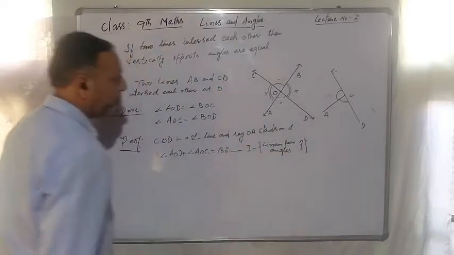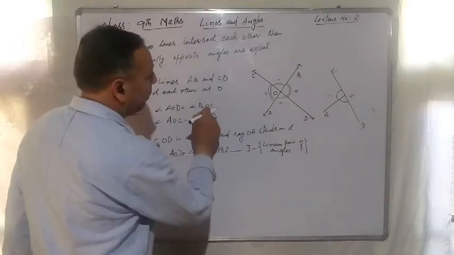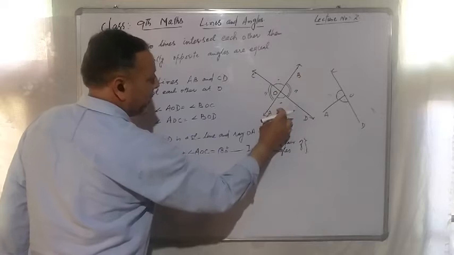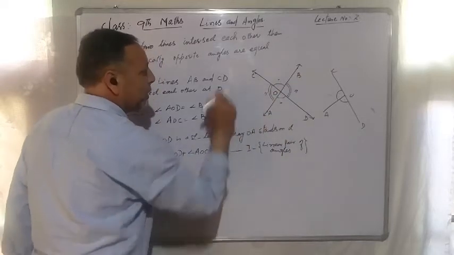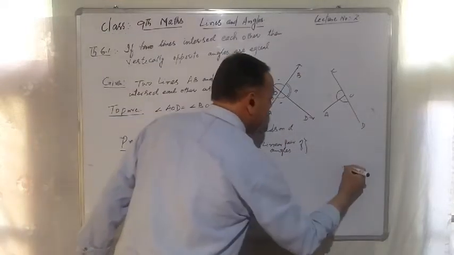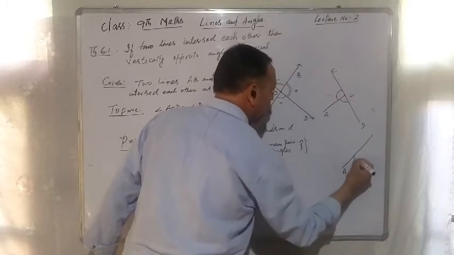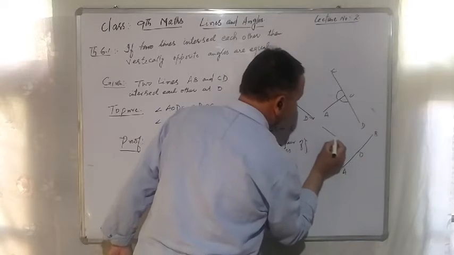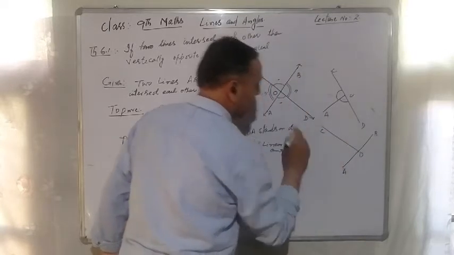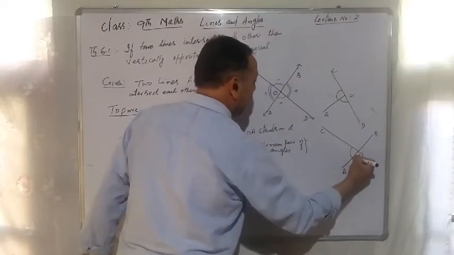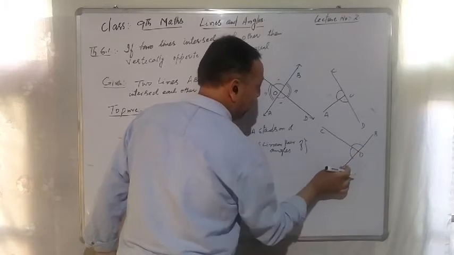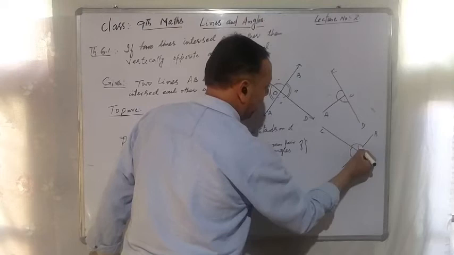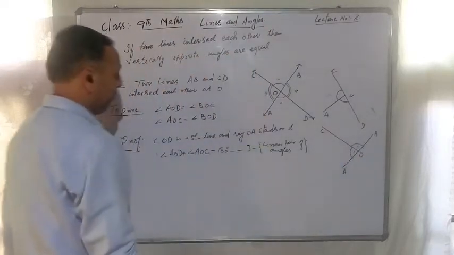Now, again, you take AOB. This AOB is a straight line and ray OC stands on it. That means this angle plus this angle. That means angle AOC plus angle BOC is equal to 180 degrees. These are again linear pair angles.